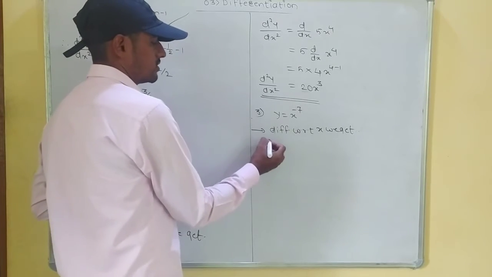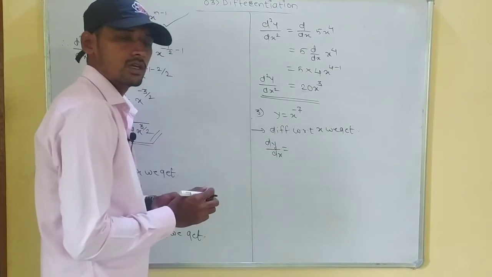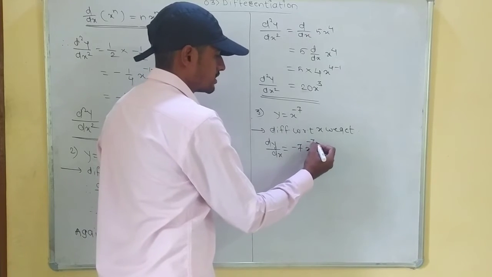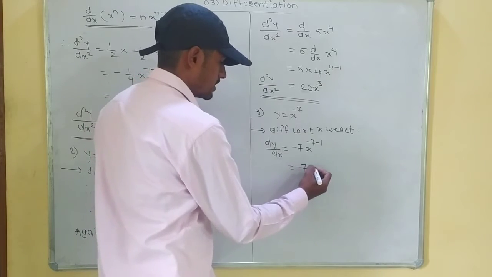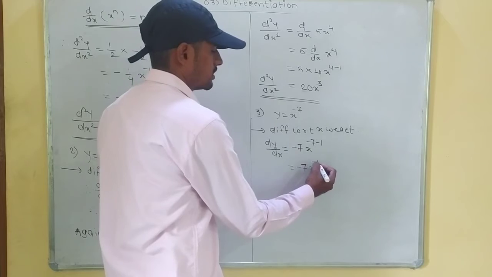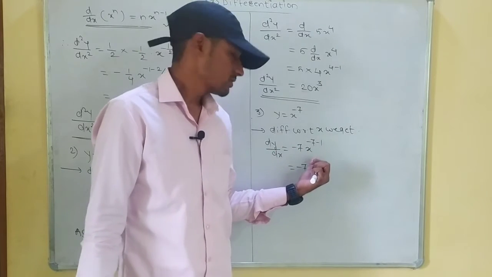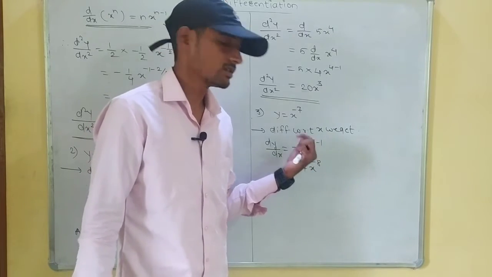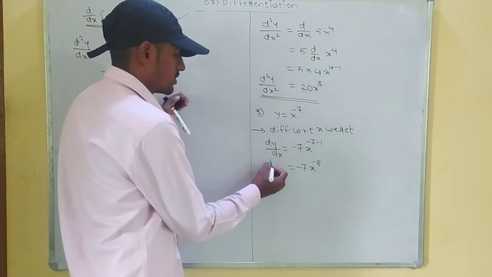So dy by dx is equal to minus 7 x raised to minus 7 minus 1, means minus 7 x raised to minus, minus becomes plus, and minus 7 minus 1, that is minus 8, because the greater number's sign. So 7 is the greater and its sign is minus, that's why minus 7 x raised to minus 8 is the first order derivative.